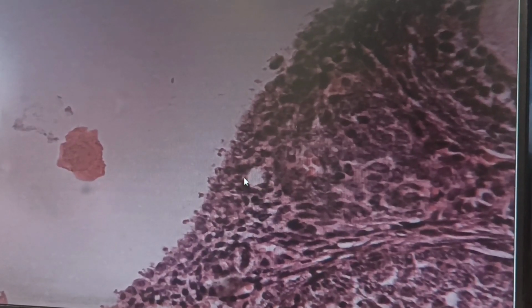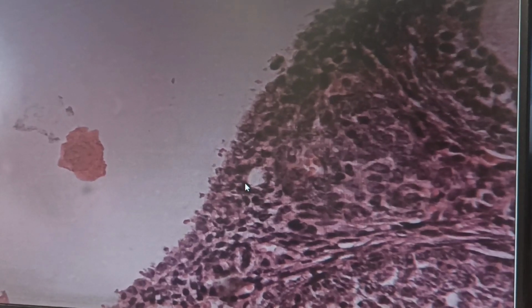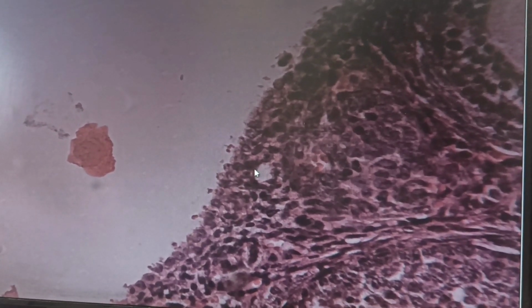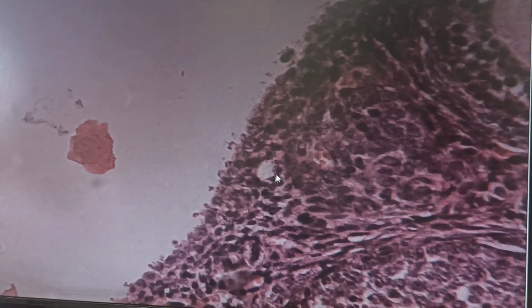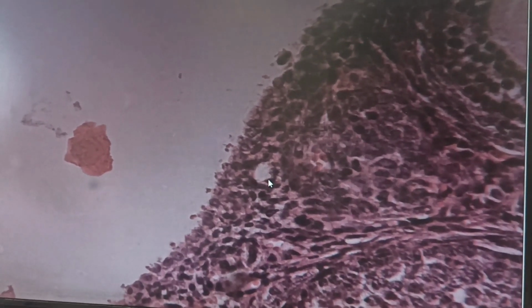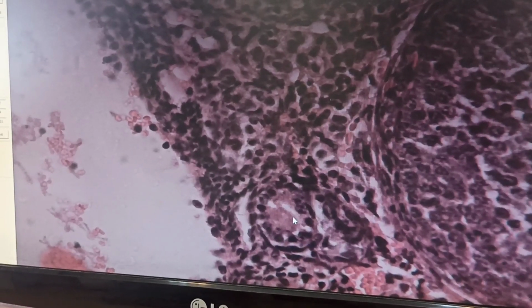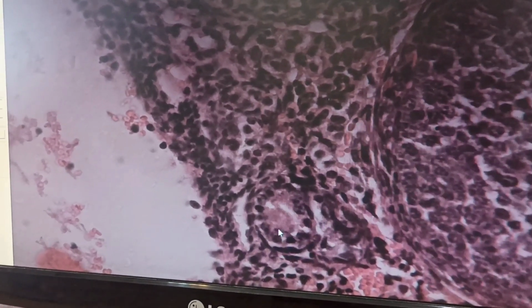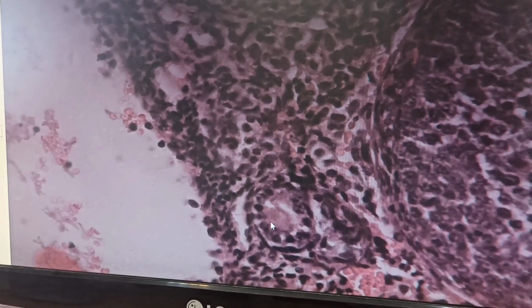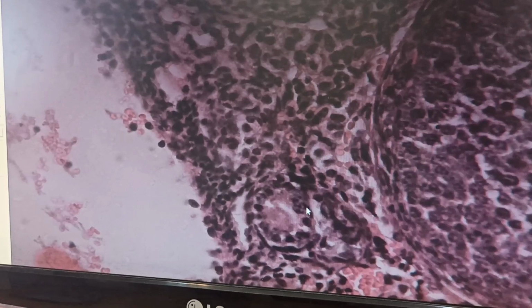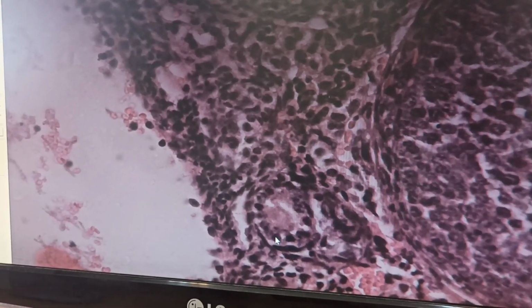With simple cuboidal epithelium, this is called a primary follicle, unilaminar, with one layer of follicular cells around it. This is the unilaminar follicular cell, the oocyte, the primary oocyte, and the nucleus of the primary oocyte. Again, this one is the primary follicle, unilaminar.